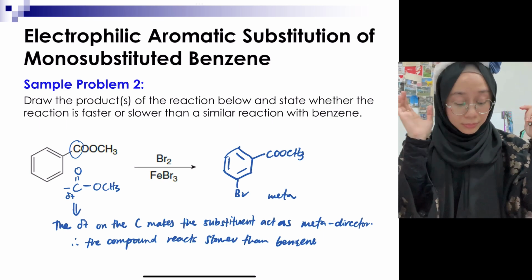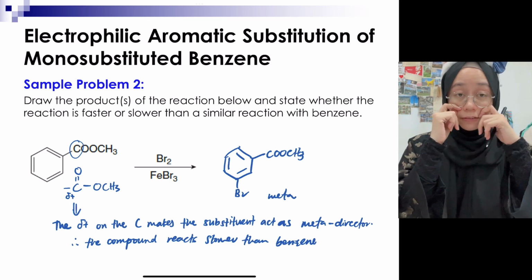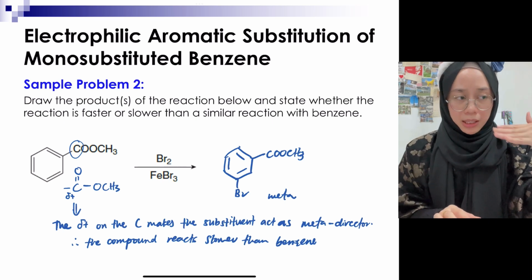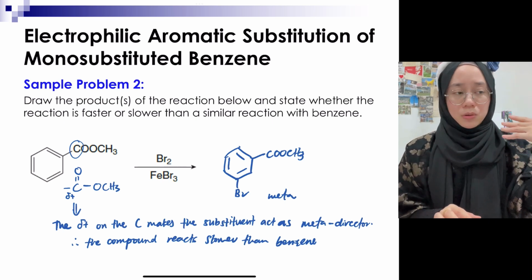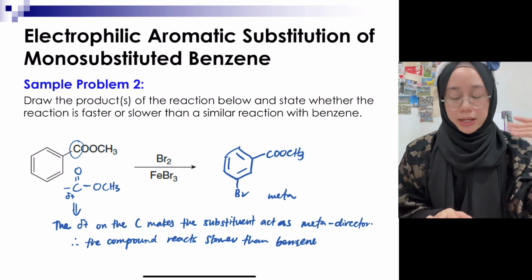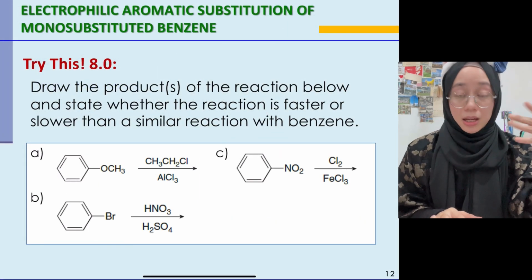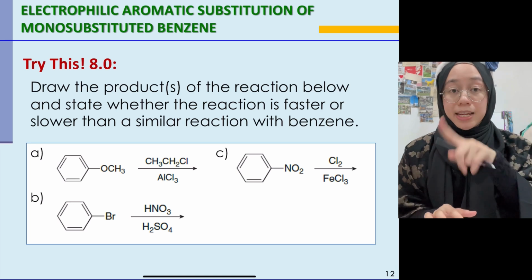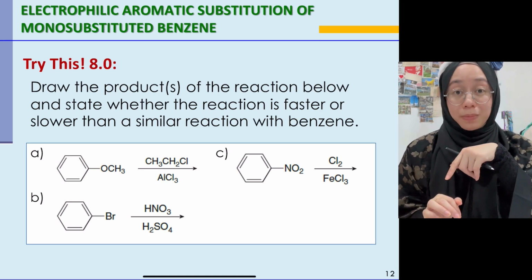Okay, alright, so that's all for kita punya video ini. Okay, kita just belajar nak predict macam mana nak tahu dia masuk dekat meta, ortho ataupun para. So you have to identify apa sebenarnya character of the first substituent. Okay, sama ada dia adalah activators ataupun deactivators. But be careful with deactivators sebab deactivators pula ada dua jenis. Ada yang meta directed, ada yang ortho-para directed.